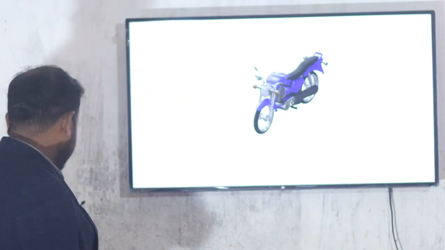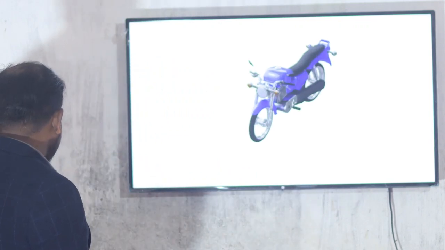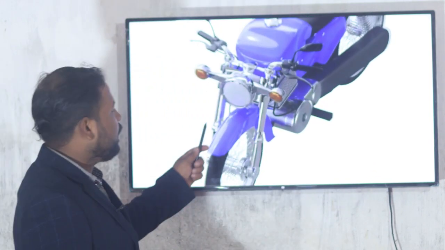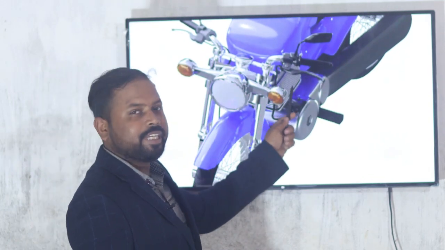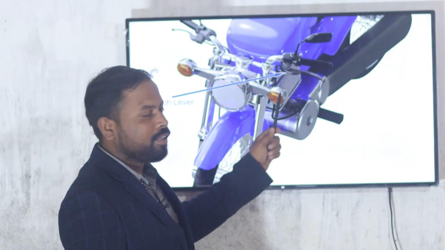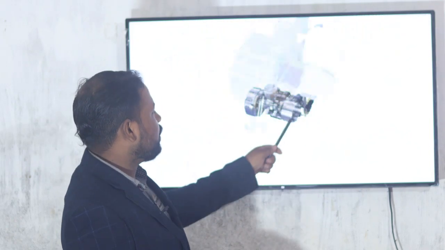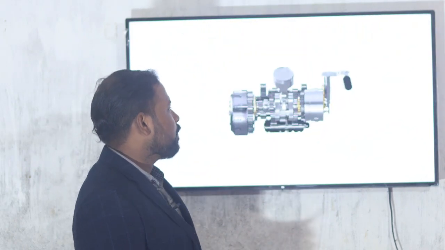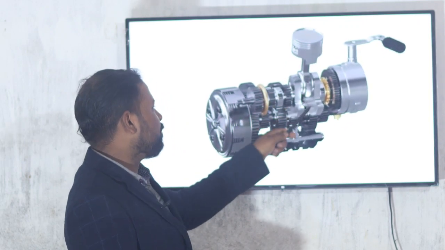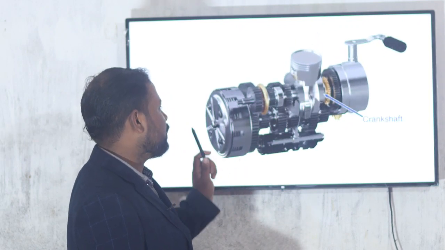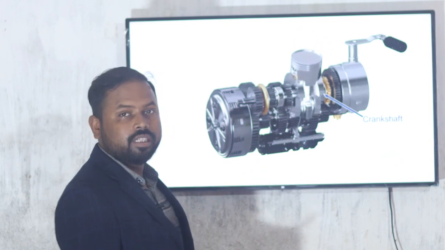So let's start with how the multiplate clutch works in the case of a bike. Here is the vehicle. On the left side we have the clutch lever, and when we apply the clutch, the clutch cable will contract. Here is the engine part, below that the clutch is there, and this is the gearbox.